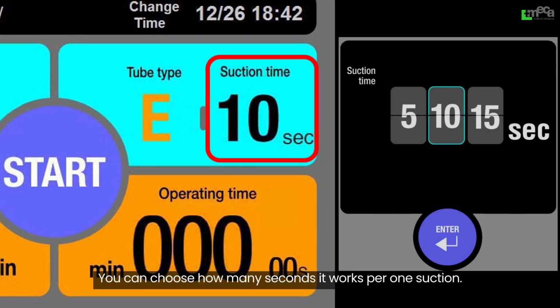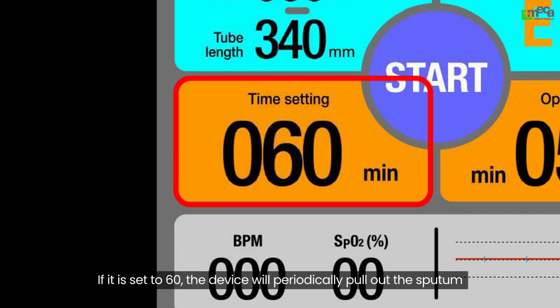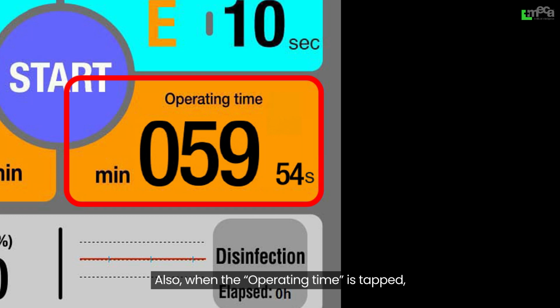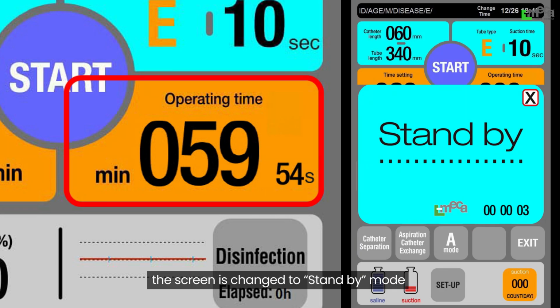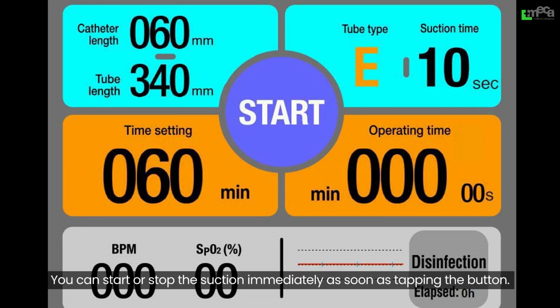You can choose how many seconds it works per one suction. This is a suction cycle time setting. If it is set to 60, the device will periodically pull out the sputum every 60 minutes under set conditions. The time remaining until the next suction will display on operating time. Also, when the operating time is tapped, the screen is changed to standby mode and the suction cycle time is stopped. You can start or stop the suction immediately as soon as tapping the button.